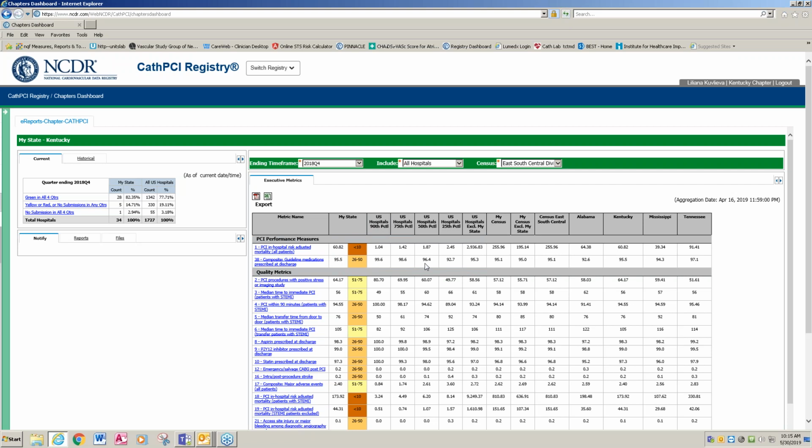So there is a lot of variance. Some hospitals are doing great. Some hospitals are not doing so well.